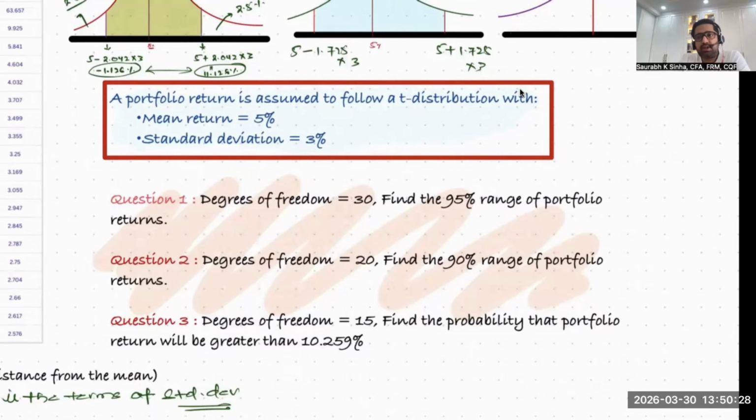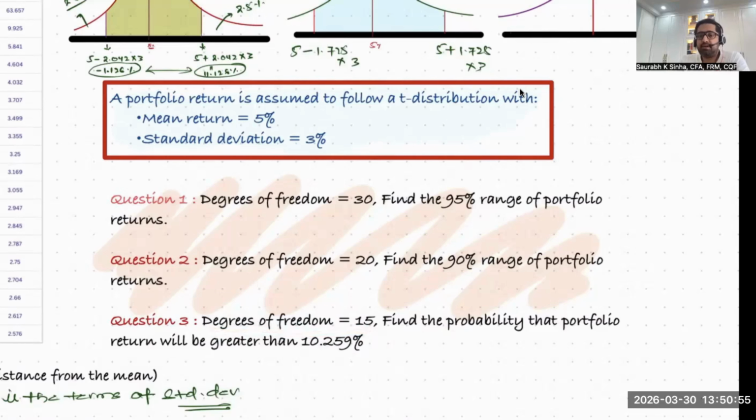Now, in this last question, we are giving you a point estimate and we are asking you to calculate the probability. In these two questions, the probability was known, not in the tail, but in the body, and you were trying to find out the T statistics. Now, in this question, you're trying to find out the probability with the help of a point estimate. Okay. So the degree of freedom is 15.